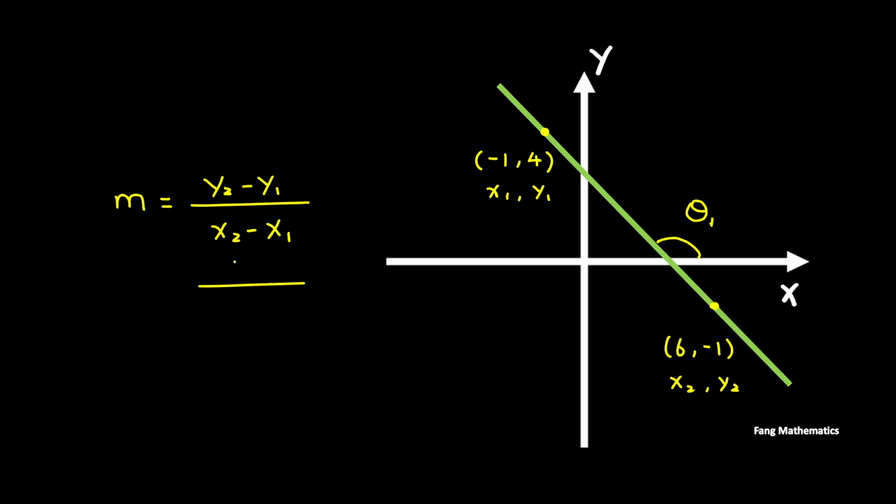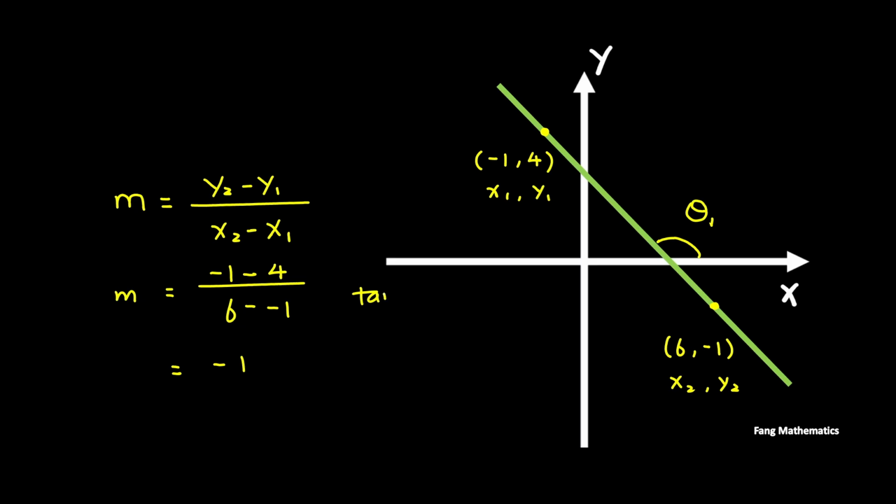You start from y2, so you have -1 minus 4, over 6 minus -1. And I believe you should get your gradient as -1. And your next step is to do tan inverse of your gradient.